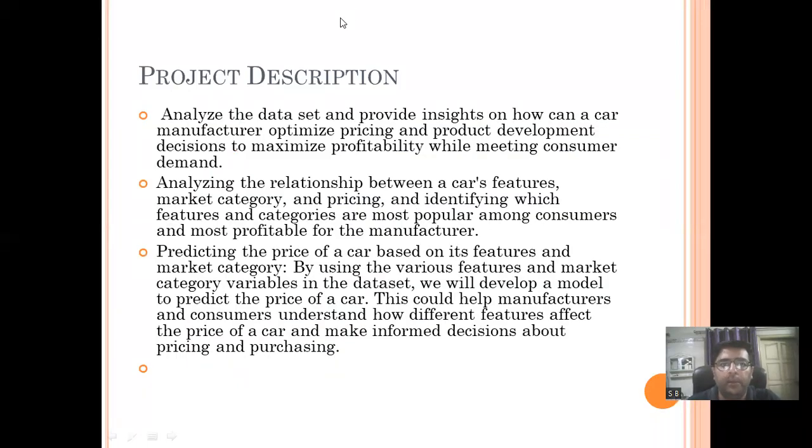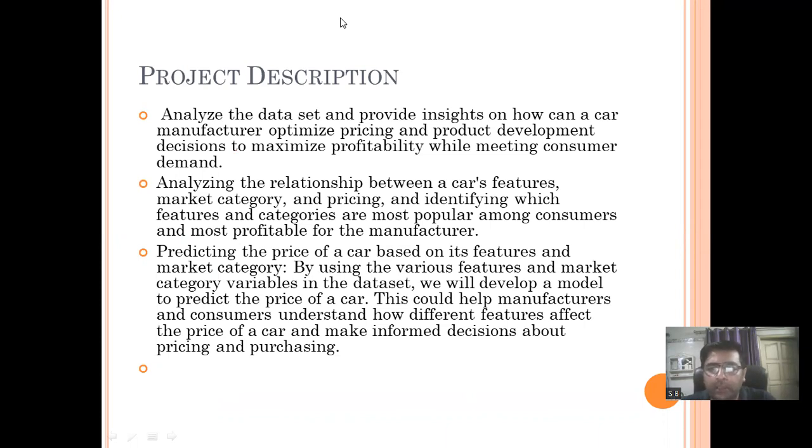Our first slide. This is the project description. The project description is that we will be formulating a problem statement in this. The description for the project is as follows: analyze the data set and provide insights on how a car manufacturer can optimize pricing and product development decisions to maximize profitability while meeting consumer demands. In short, I would like to explain this point.